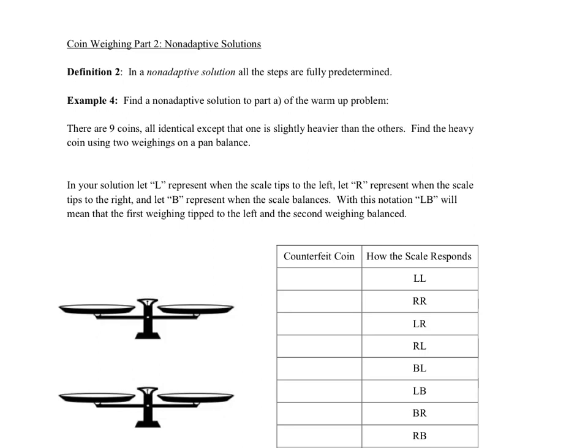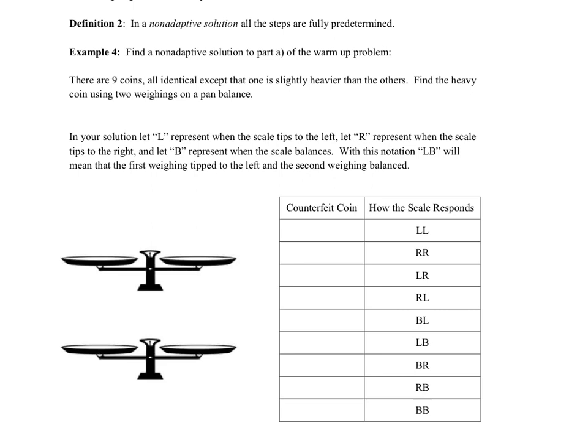So we'll start by going back to our warm-up problem. A quick reminder of what our warm-up problem is. Part A to our warm-up problem said that if we have 9 coins, how can we identify the one heavy coin among those 9 coins?